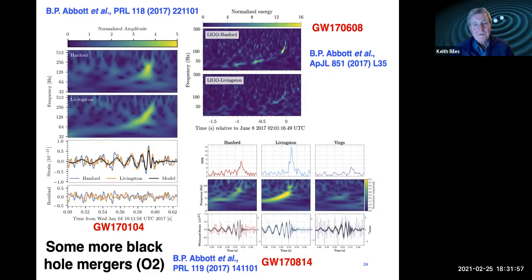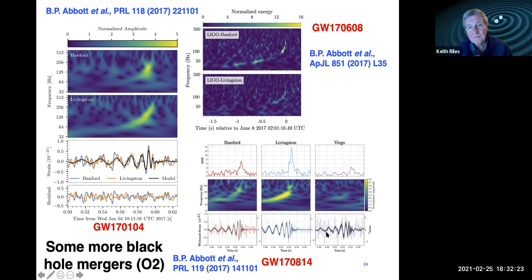Okay, so we had another run called the O2 run that began in November 2016 and went through August 2017. And we had a number of nice detections from that run. Here was one in January of 2017. Here's one from June of 2017. And here's one from August of 2017. And you'll see that there are now 3 spectrograms and 3 time series.